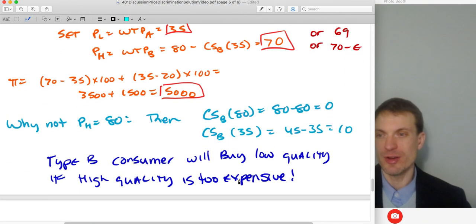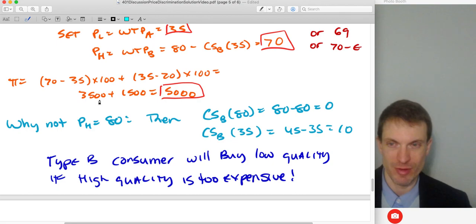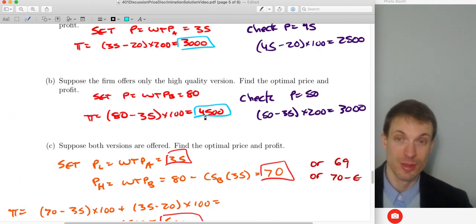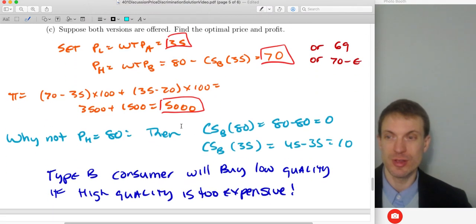Here's the work down here. So here's the profit, 70 minus 35 times 100, 3,500 obviously. 35 minus 20 times 100 is 1,500. So profits are 5,000. Note that's higher than our profits in the other two cases. This is profit maximizing, so that's good.